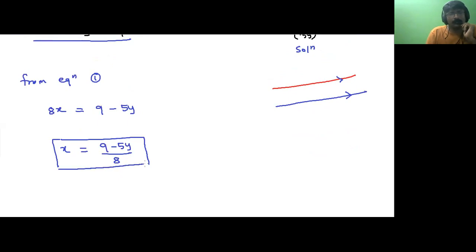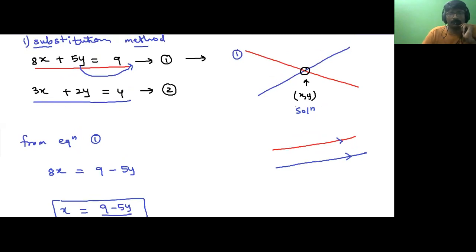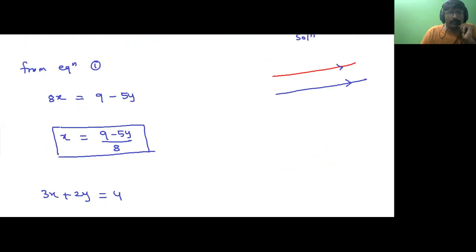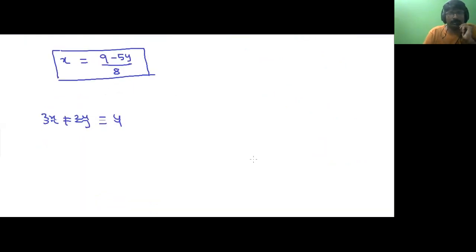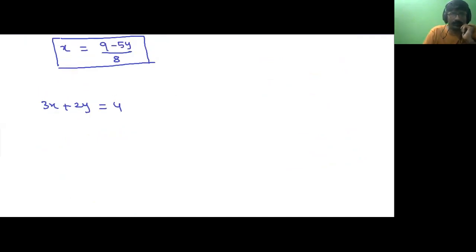Now we'll have to plug this value of x into equation 2. So we'll choose equation number 2. 3x plus 2y is equal to 4. Once you get this equation number 2, if you plug the value of x over here, we are going to get the value of y. So that's the reason this is called substitution. So I'm doing the substitution right now, isn't it? So let's plug this value of x in place of x.